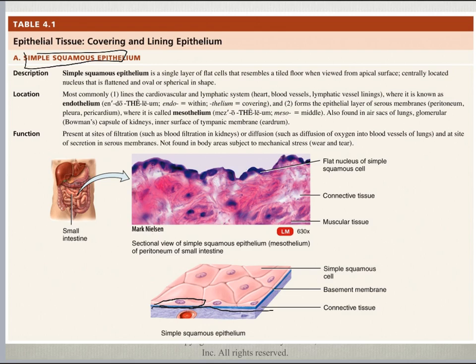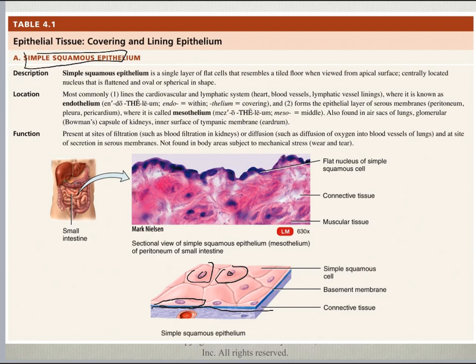Okay. When you look at it from the apical surface and look down, it looks like a bunch of fried eggs with the yolks in the center. But in lab, we're not going to look at this view. We're going to look at this sectional view to see the side of it. So it will look like this flattened cell type. Now, location.